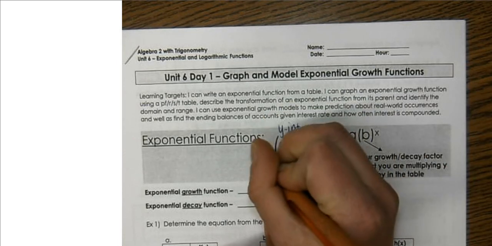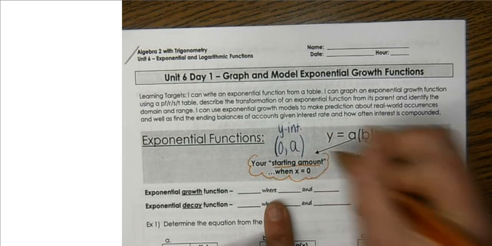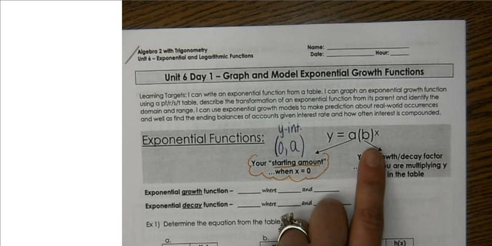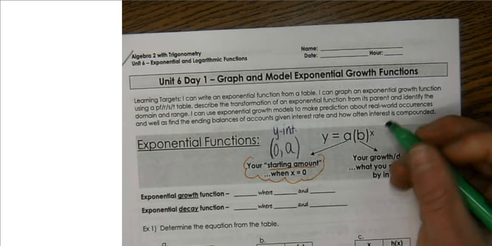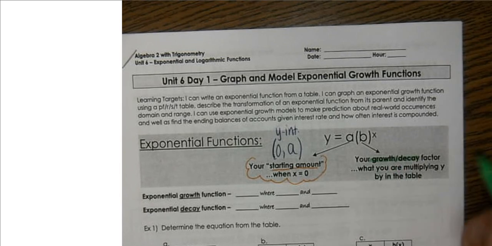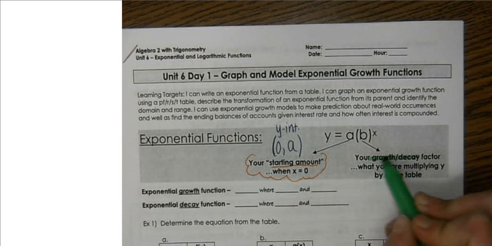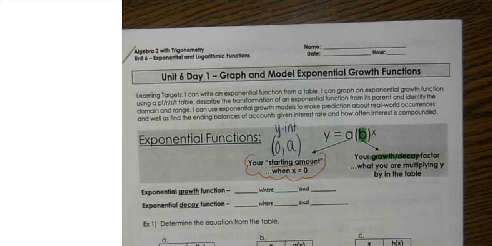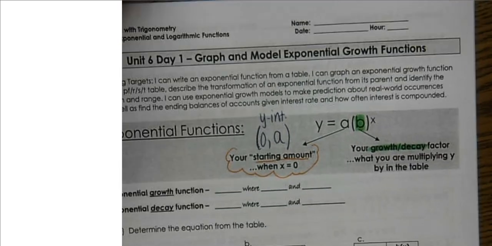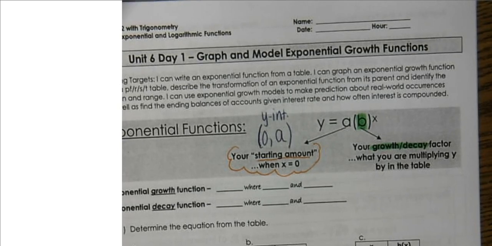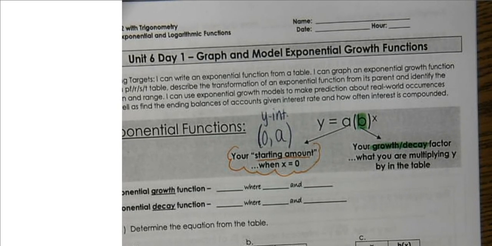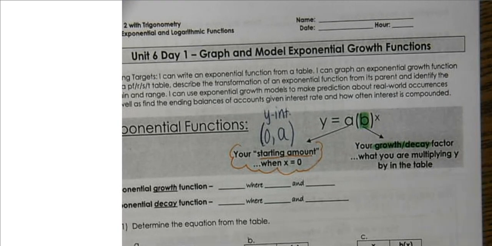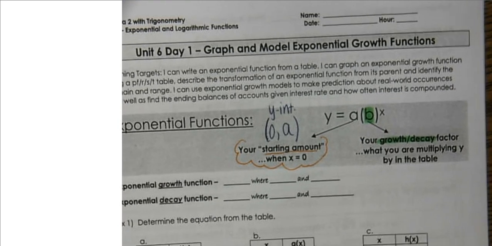And once again, this happens whenever you are not having any addition. So you just see y is equal to A times B to the x. B, on the other hand, this is how much your graph is growing or decaying over time. It is your growth or decay factor. So that's your B value. It is what you are multiplying y by in a table of values. So you're going to see a table of values that we're going to be analyzing, and your B value is going to be the number that we're multiplying every single time to get to the next number.